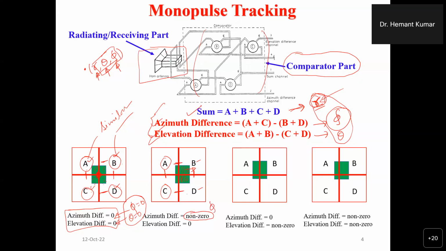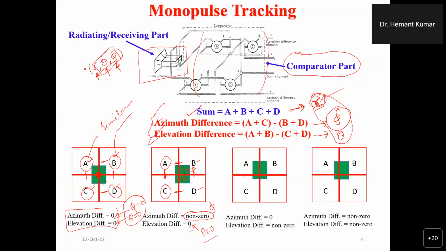And the elevation difference will still be 0, because A and C have the same amount of green portion, that is, the received echo. So the difference between A and C will be 0, and the difference between B and D will also be 0. Because there is no movement of the target in the elevation plane, theta must be 0.